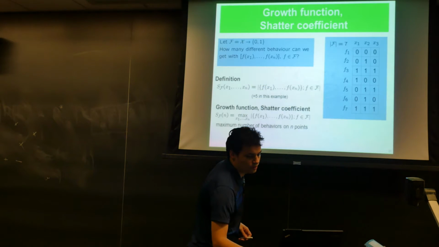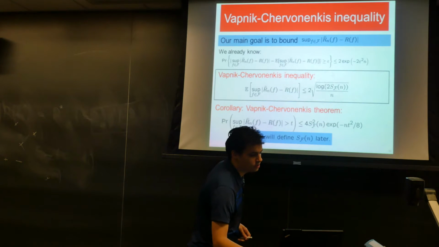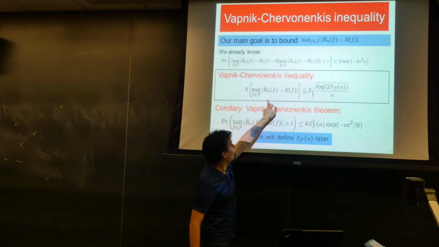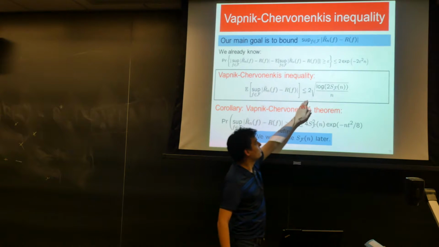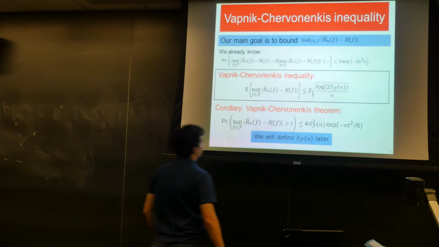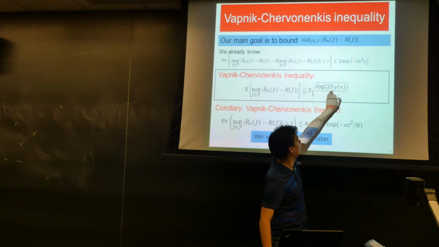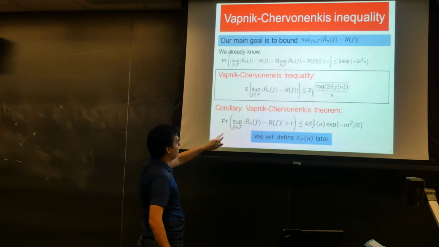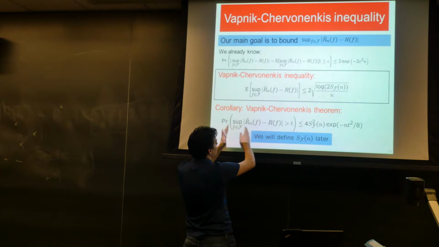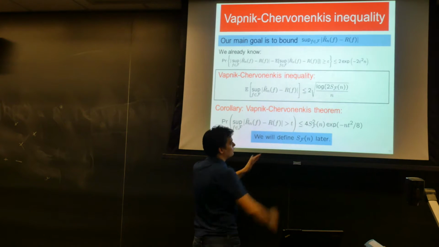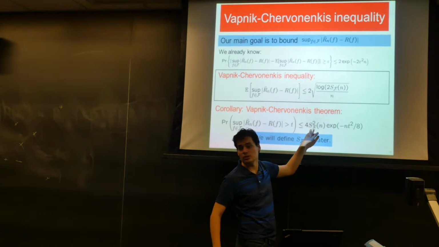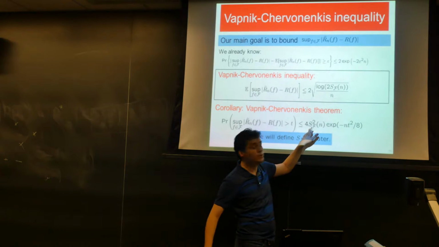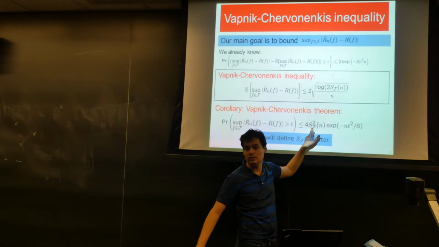So let's come back to the theorem that we proved here. We had this theorem that the expected value of this supremum we care about could be upper bounded with 2 times the square root of the logarithm of 2 times the shattering coefficients divided by n. And another corollary was that the probability that this supremum is bigger than t could be upper bounded with this expression. Again, this expression depends on the shattering coefficients. And what we are going to do now is upper bound these shattering coefficients with the VC dimension.